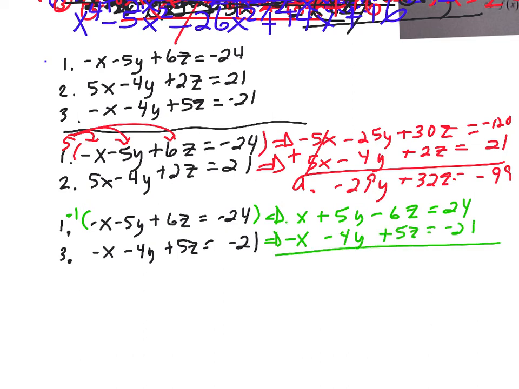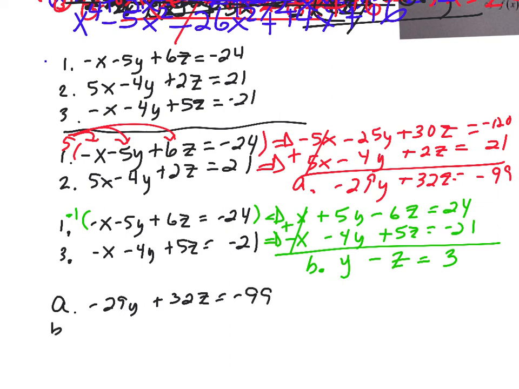All right, now we're going to add them together, and the x's cancel. So then I'm left with 1y minus 1z equals positive 3. And that's going to be equation B. All right, so now I'm going to put equation A and B together. So I'm going to put A here, negative 29y plus 32z equals negative 99. And equation B, y minus z equals 3.